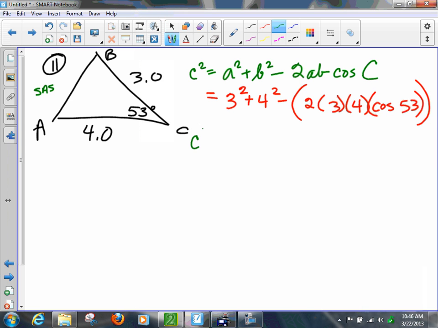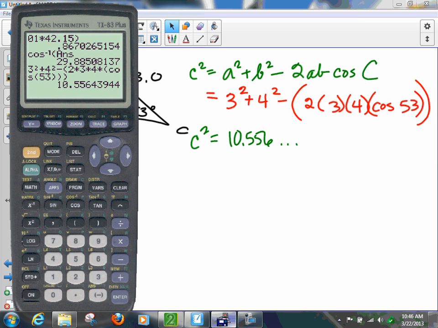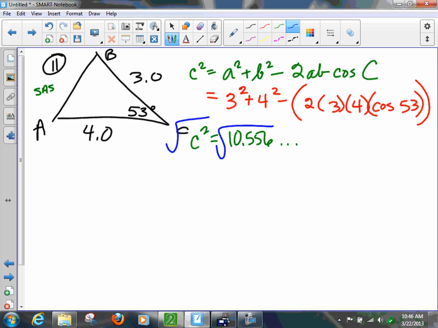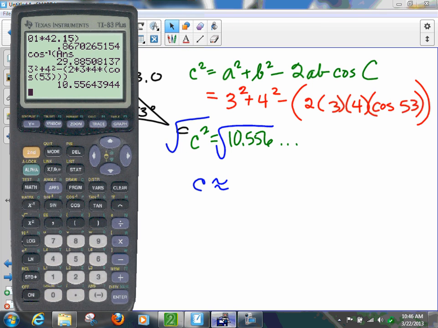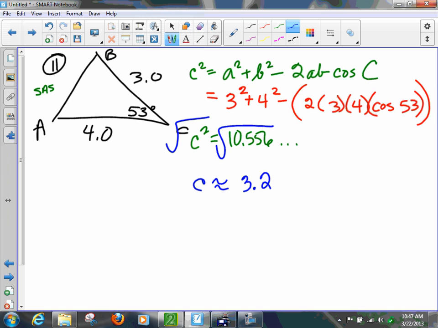Because this is C squared equals 10.556 blah, blah, blah. What am I going to do to find my answer? Take the square root of both sides. And when I do that, boom, I'm going to get C is approximately, and again, second square root, second answer. Do not round that number. You will not get the correct answer. I'm telling you. Don't do this crazy rounding. I've never done it. Why would you do that? It's approximately 3.2 is my side measure.